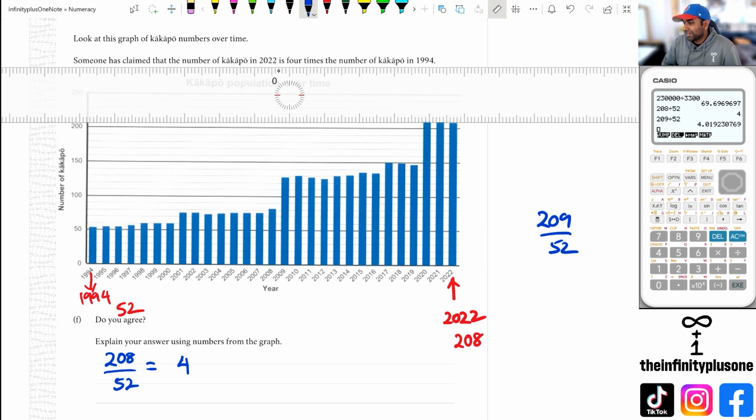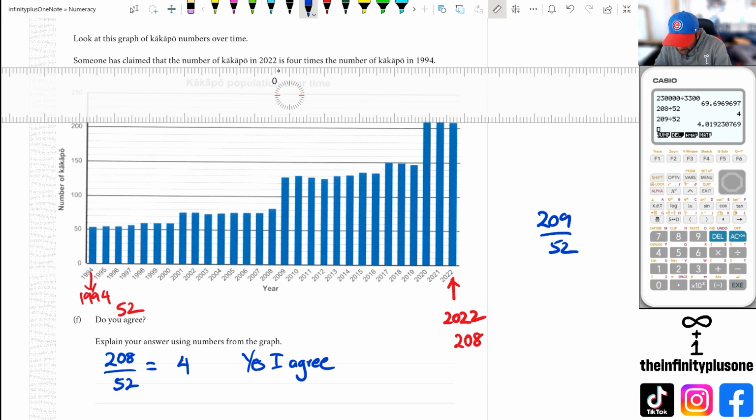So it's one of those weird questions where you can give either answer, but it's really important that you explain your answer. My particular numbers, 208 and 52, worked out really nicely, so I'm going to say yes, I agree. I can see that 208 was the number of kakapo in 2022, and in 1994, I had 52 kakapo. So that divided as 4 times. So I can agree with it. You've got to use the numbers to say whether you agree or disagree.